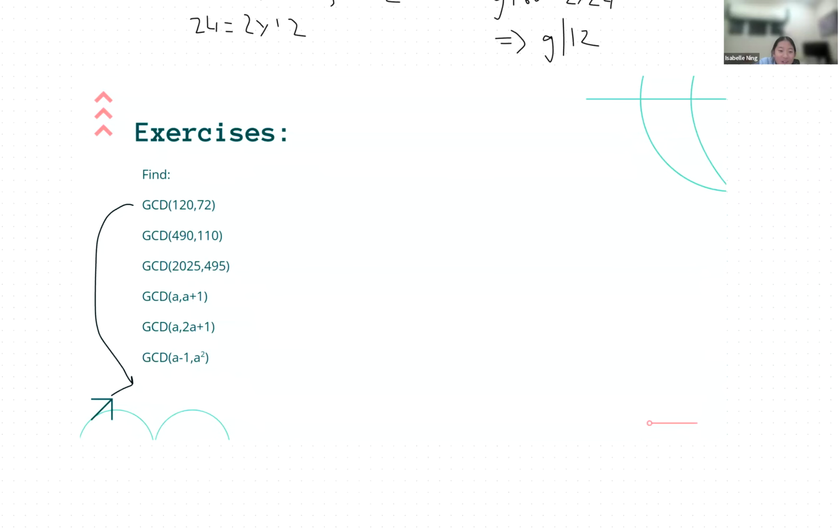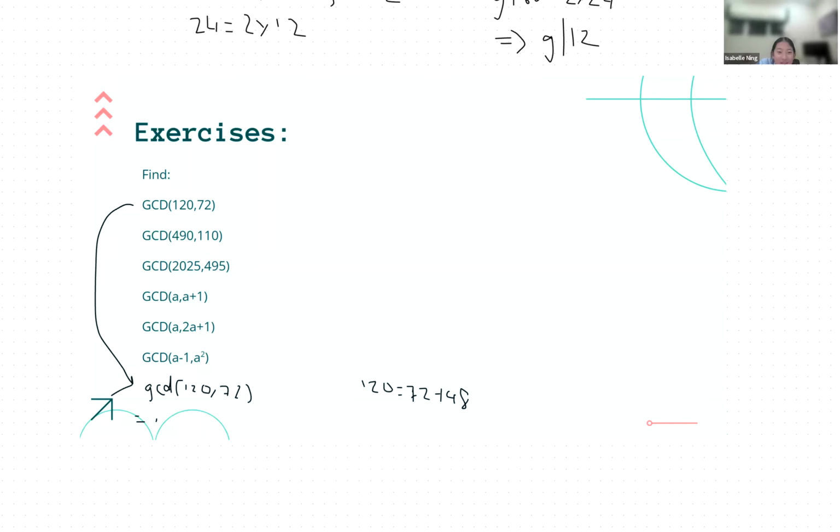Good job, Olivia. Wait, actually, do you want to present your Euclidean algorithm? Okay, so for 120 and 72, I couldn't be bothered to do anything, so it's just 120 minus 72. And then after that I get 48. And then now I write 72, 48. And then I keep going.